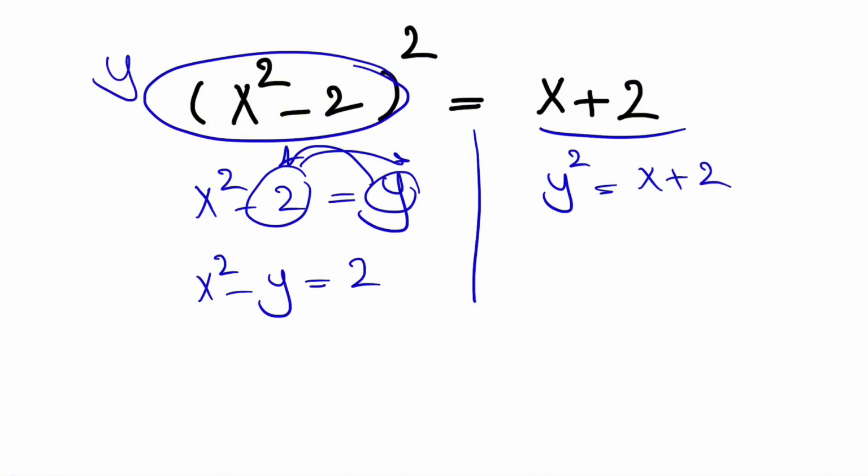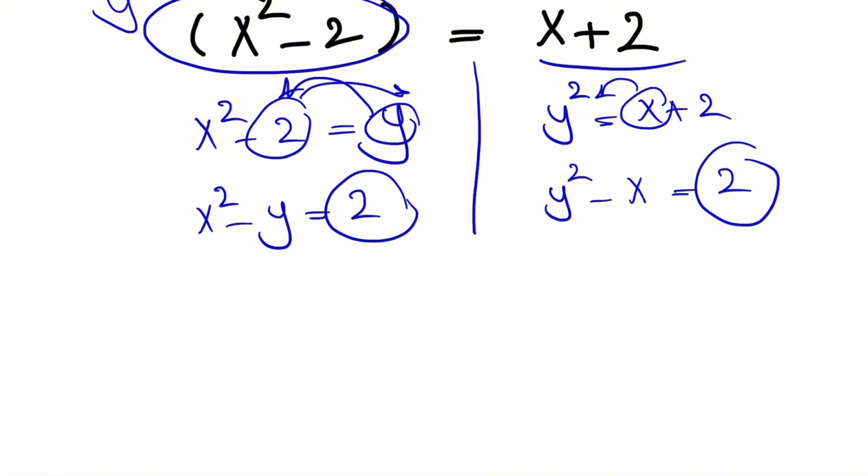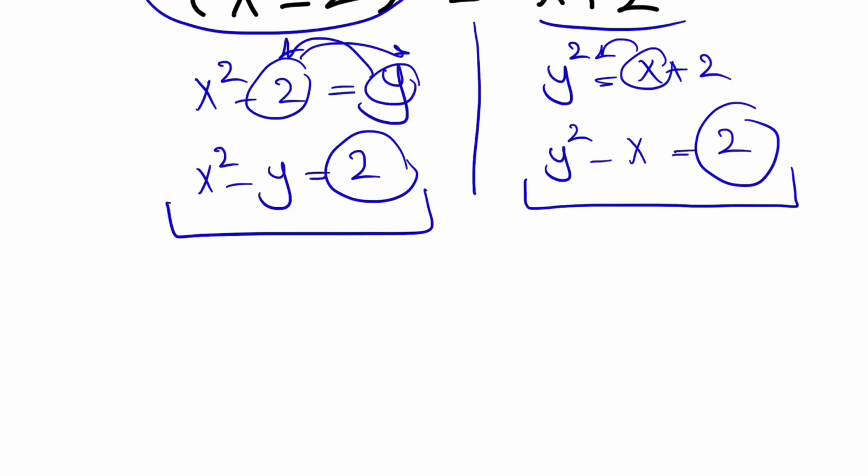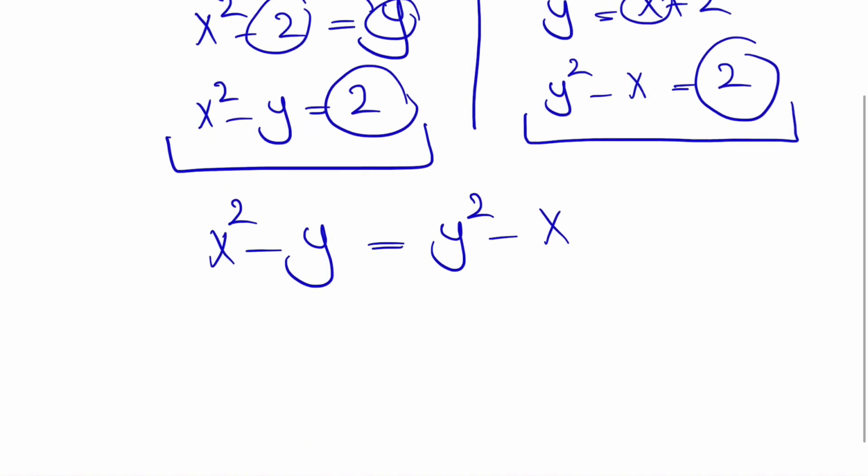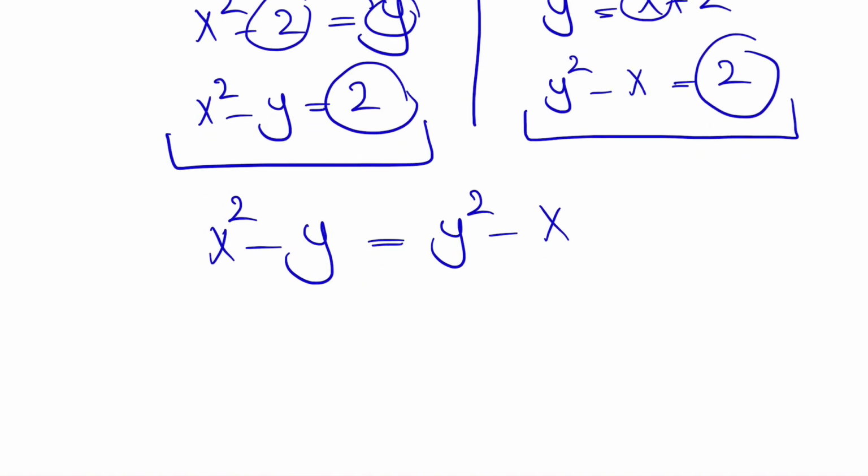So y squared is equal to x plus 2, and in here we can write it down as y squared minus x is equal to, so we're going to bring x to the left side. Again, the sign would change to negative, and basically we have x squared minus y equal to 2, and we have y squared minus x is equal to 2, meaning x squared minus y is equal to y squared minus x, which will be equal to 2. So now this is how we're gonna continue with this question.